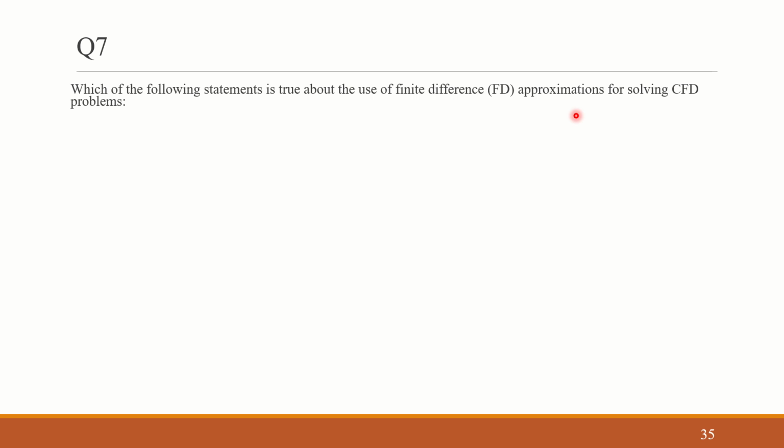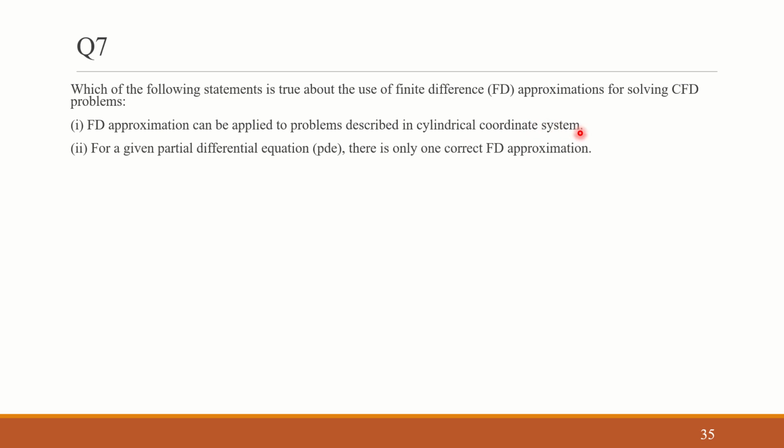Forward difference, backward difference, central difference, those things we have used. So in the given statements, which of the statements is true about the use of finite difference approximations for solving CFD problems? The first statement is: finite difference approximation can be applied to problems described in cylindrical coordinate system.